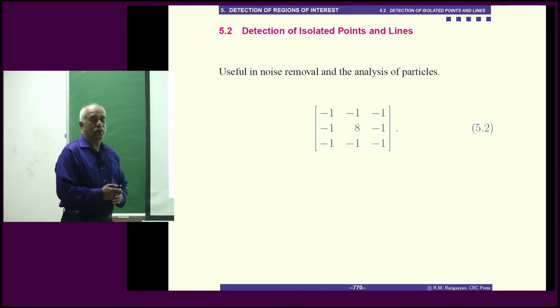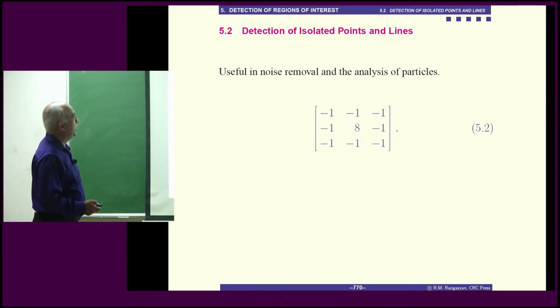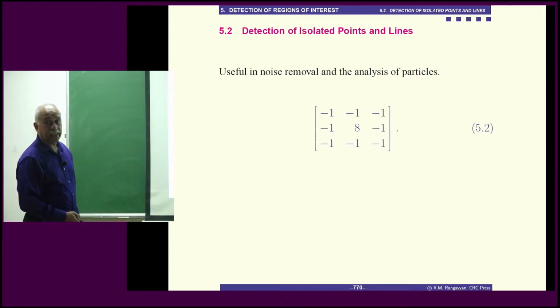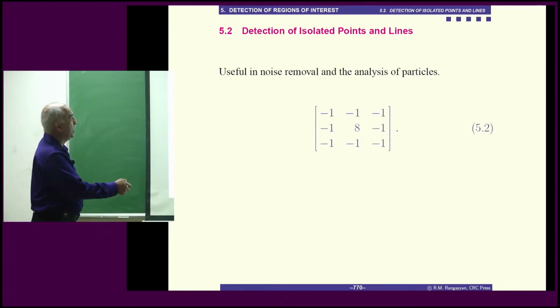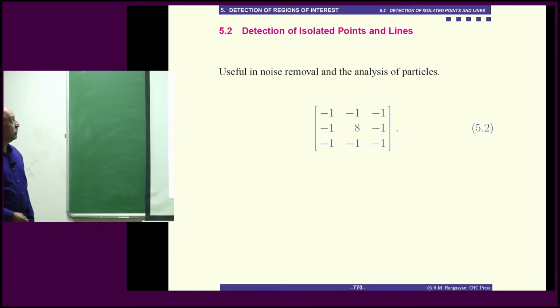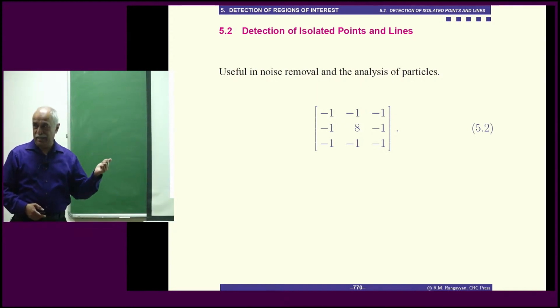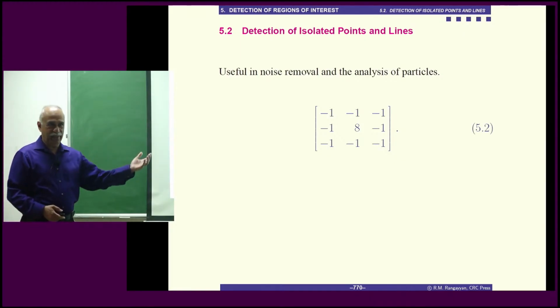There are a few masks you could use to detect points and lines. If you expect single points or point-like objects that are isolated against some background, then you can use the derivative like this. The central pixel minus the sum of the surrounding or average of the surrounding. If you divide this by 8, you get 1 here and minus 1 over 8 there. So this is useful in identifying particles. You can also use it to filter such noise, if that is noise. Or you may say, I will detect such things. So you want to extract them or suppress them.